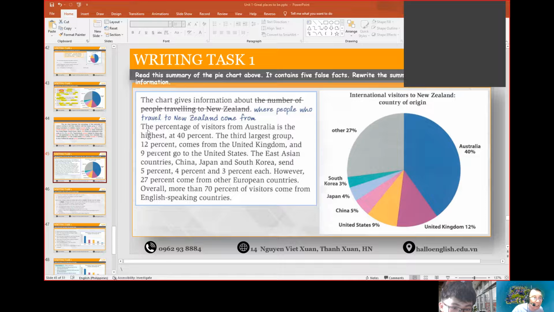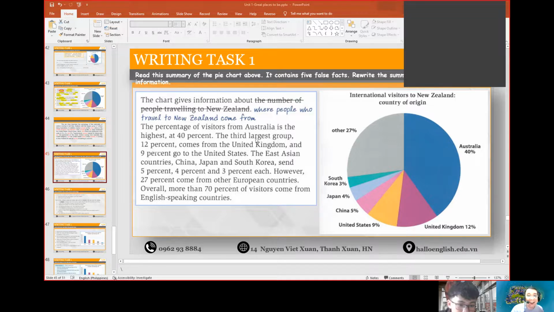Look at this one. The percentage, that's correct, right? Yes. Okay, because we use the and then the word percentage. So the percentage of visitors from Australia is the highest at 40%. Do you think that's correct? Yes. So it's coming from Australia.